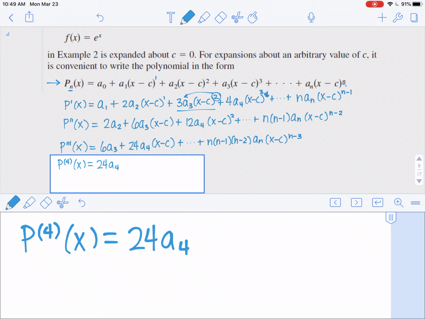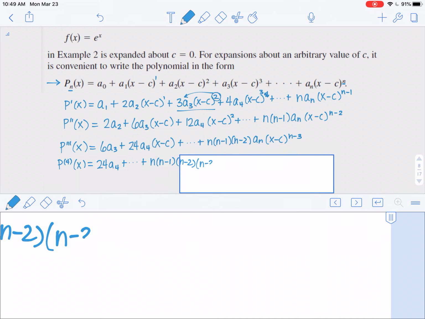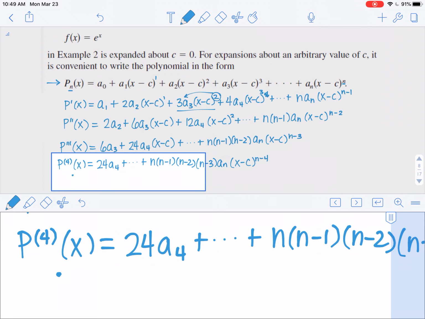Derivative would be 1, so I'm good. And then it would be n times n minus 1 times n minus 2 times n minus 3 a sub n times x minus c to the n minus 4. And I could keep going, right, as long as I want to.